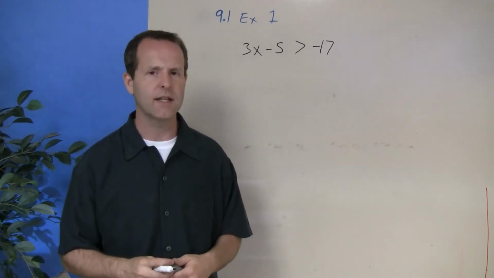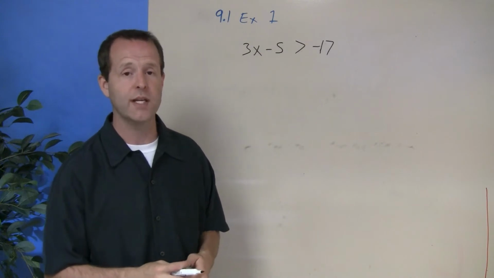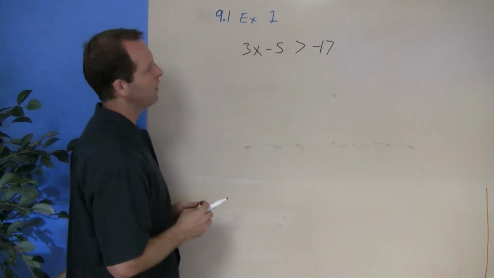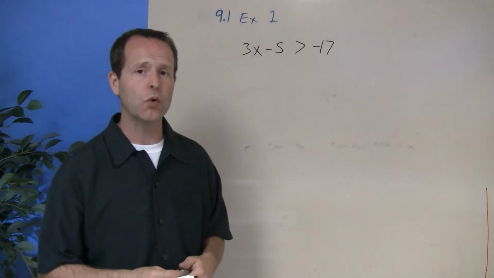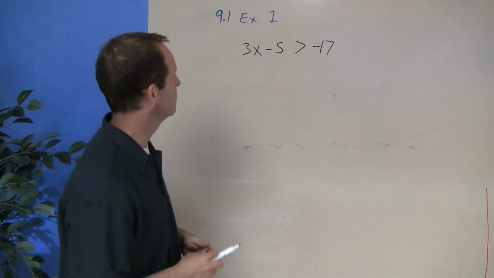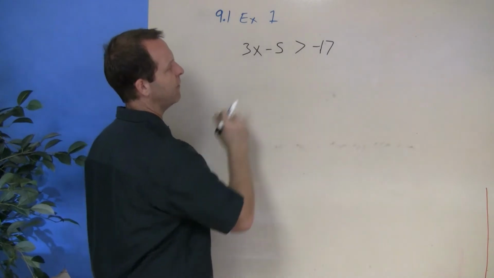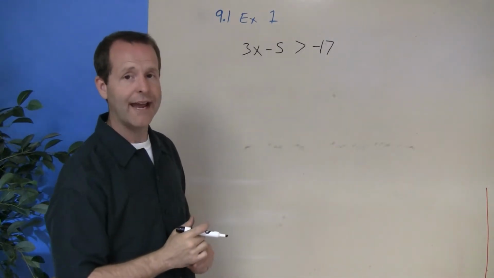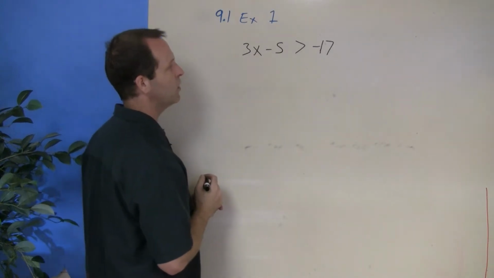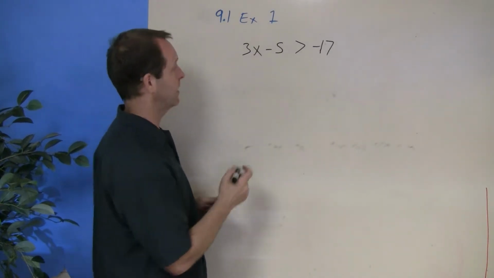In the same way we've done linear equalities, or basically equations, I'm going to follow a lot of the same rules that we've had before. 3x minus 5 is greater than negative 17. Well, I want to isolate the value of x. The first thing I should do is add 5 to both sides.